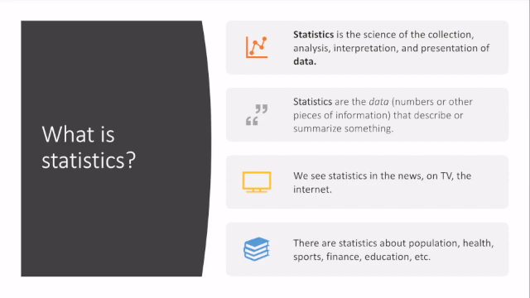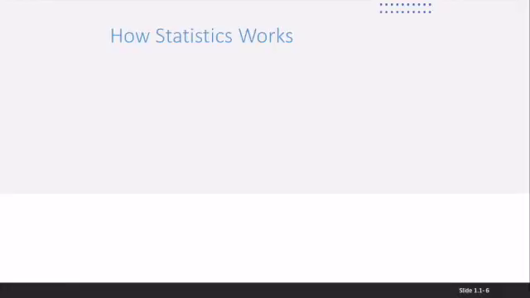2020, the United States is actually a census year. We're going to talk about what a census is later. But that means they're going around and talking to every single person, every single American to gather information. And that'll tell them something about our country as a whole. So we collect statistics about the population. Right now, with us all social distancing, there's a lot of statistics being collected on health, sports, finance, education, things like that. So how does statistics work?